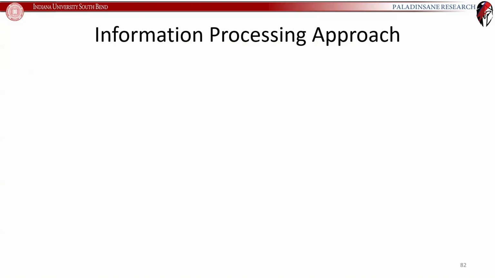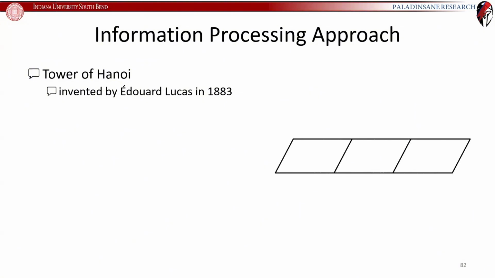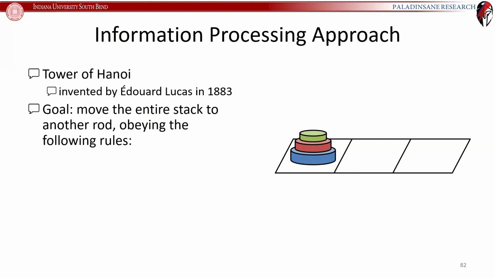So we're going to start with the kind of classic example that is used to illustrate problem spaces, which is the Tower of Hanoi. The Tower of Hanoi was a problem that was invented by Edouard Lucas in 1883. Basically the problem is that you have three places, three different rods, and your goal is to move the entire stack of disks to another rod, obeying the following rules. So you can only move one disk at a time.